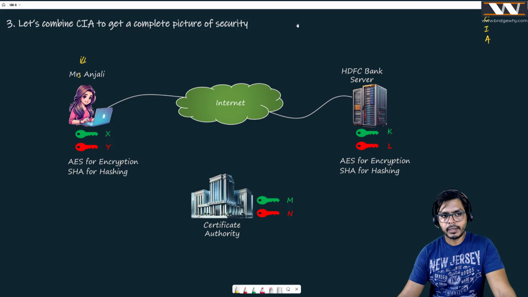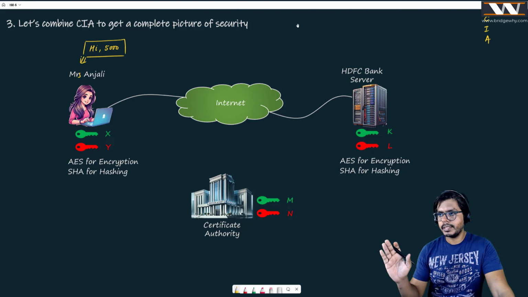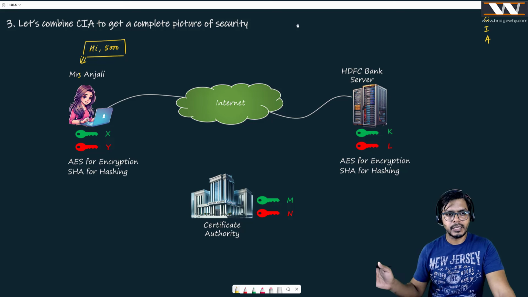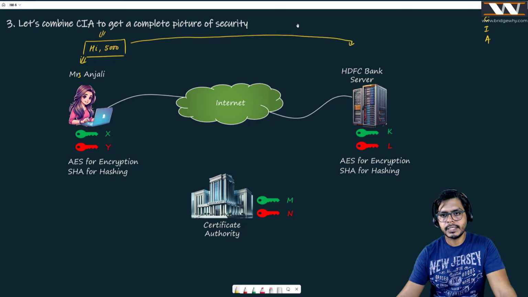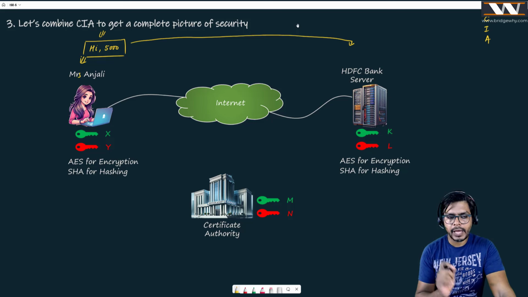Anjali wants to make a transaction with HDFC Bank. And she is saying, hi, HDFC Bank server, I would like to do a transaction of rupees 5,000 with you. This is the simple message. At the end of the day, whatever we have studied till now, encryption, confidentiality, so many things, right? The goal is this message should go as it is to the HDFC Bank server, irrespective of how many intruders we have in the middle. No intruder can ever open this message, right?